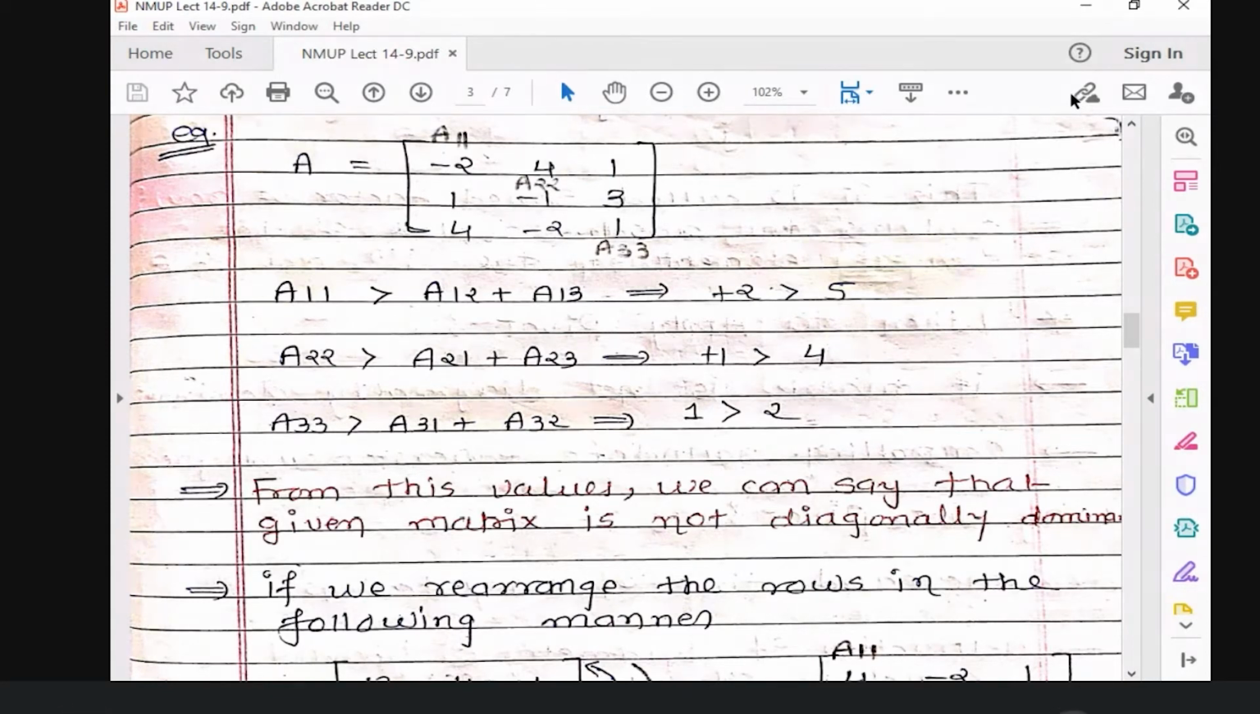Ma'am, I want to ask: if other elements, like in the first row A12 is 4, and if it is minus 4 instead of 4, do we have to also take the absolute value of that? Yes, absolute value we have to take. Instead of the minus, you have to consider it as a positive value 4. Okay, ma'am. For each and every element of the matrix, right?